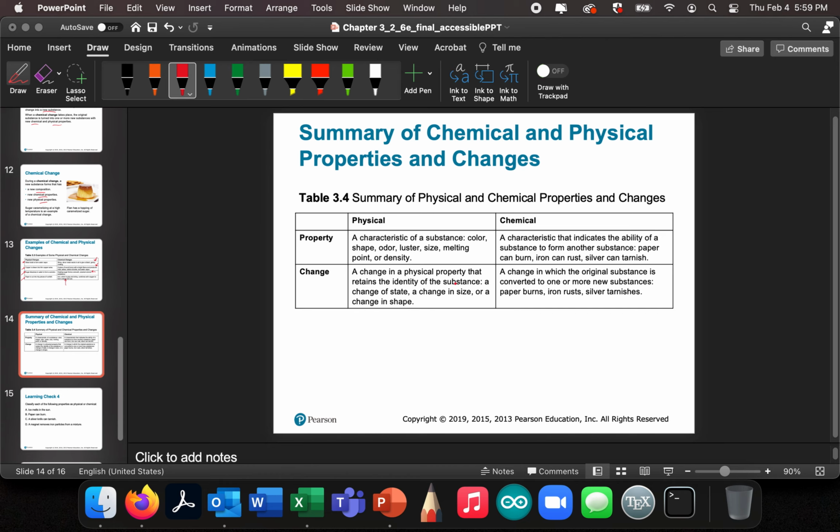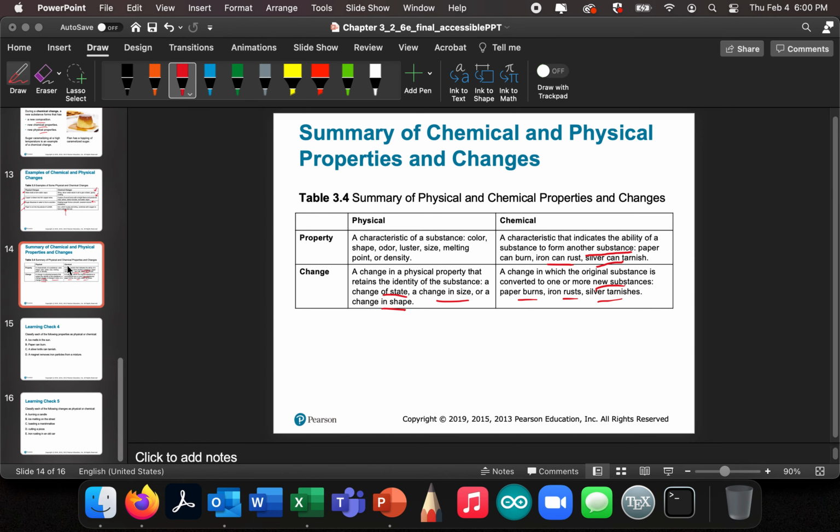And another table which I think is useful: a property is considered physical if it is, for example, color, shape, odor (how does it smell), luster (is it shiny), size, melting point, or density. It's chemical if it indicates the ability of a substance to form another substance. A property is that paper can burn, iron can rust, and silver can tarnish. The change would be physical if you are changing state, size, or shape. It's a chemical change if you form a new substance, such as rust, or paper burning, making ashes, or silver tarnishing.